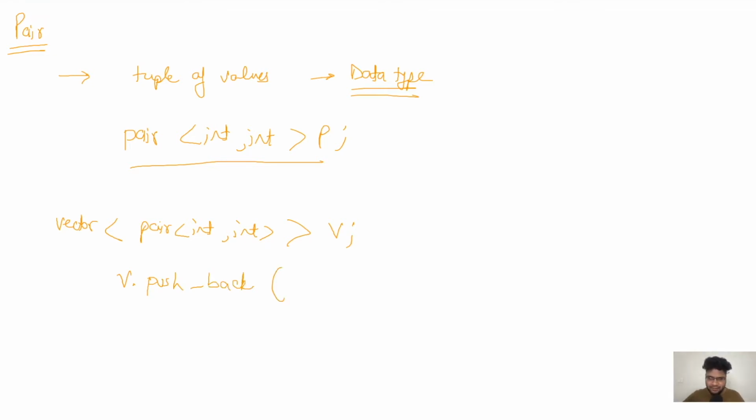And although there are multiple ways we can insert, which we'll see in the coding example coming up just now, this is the most primary way we can insert elements into a vector of pair, right?